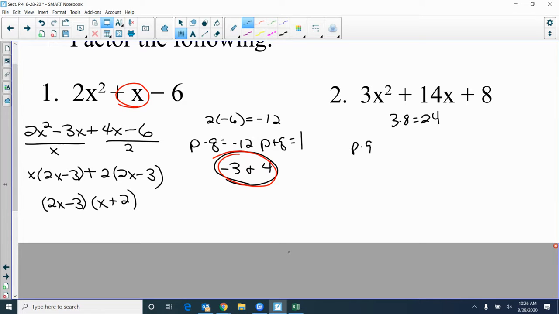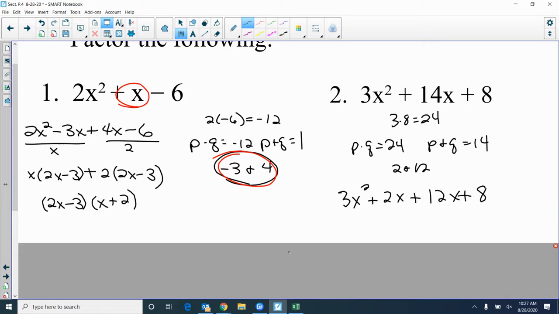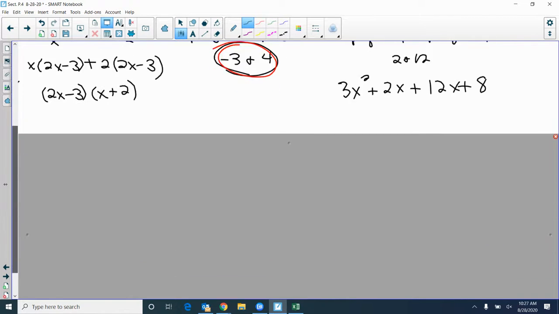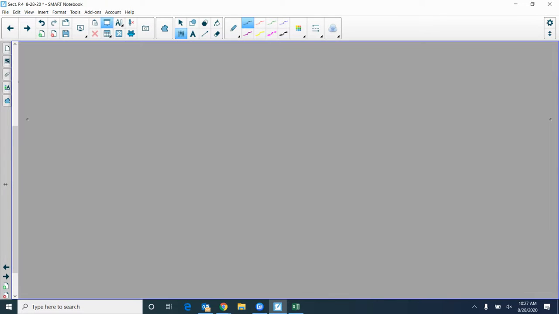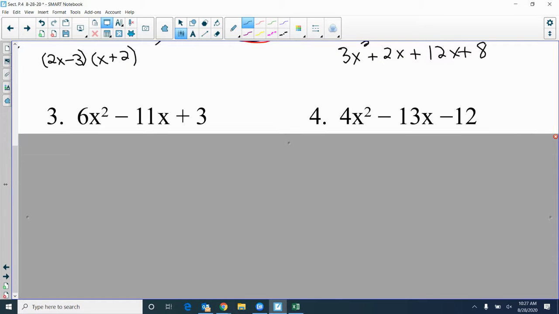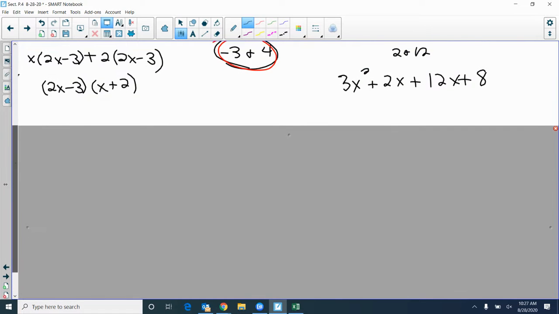Yep, I need two numbers that multiply to get 24 and add to get 14, and that's 12 and 2, right? So I get 3x squared plus 2x plus 12x plus 8. I hope you know that it doesn't matter which order you put those in, you're still going to get the same answer, whether you put the 2 or the 12 first.